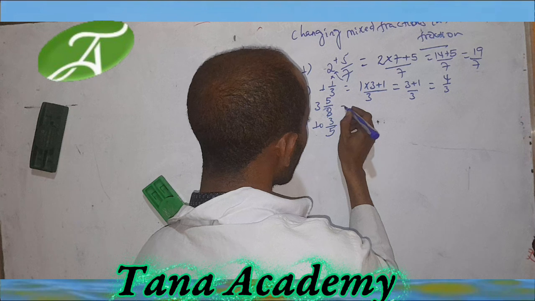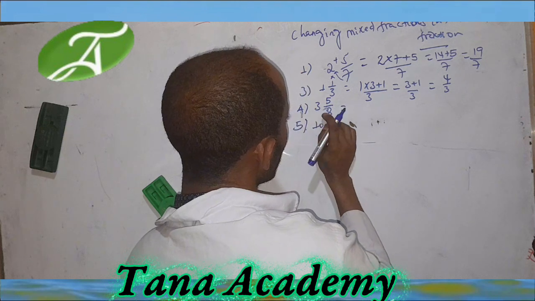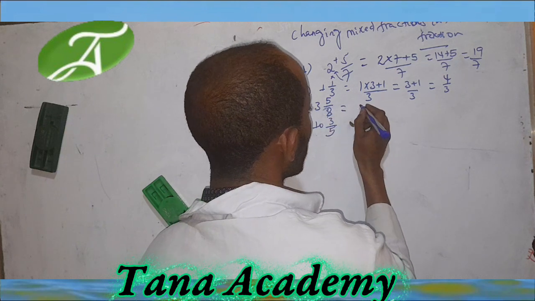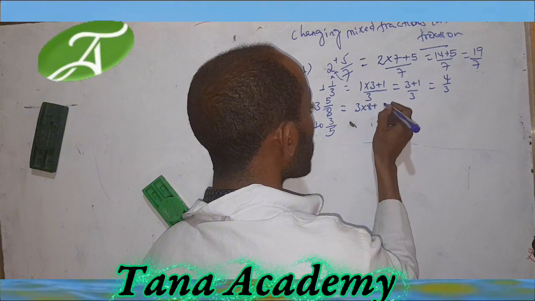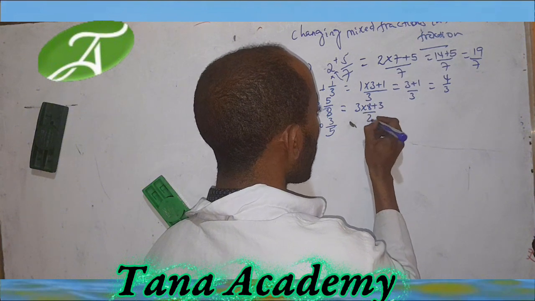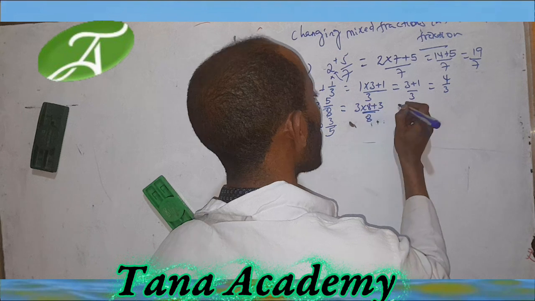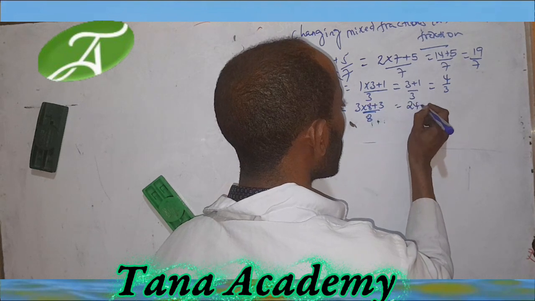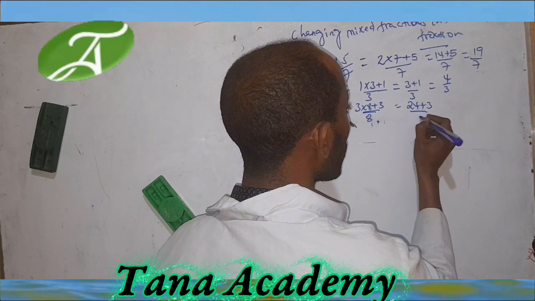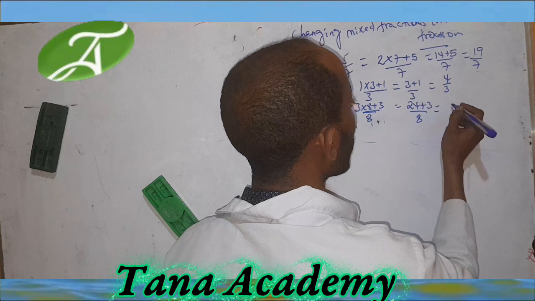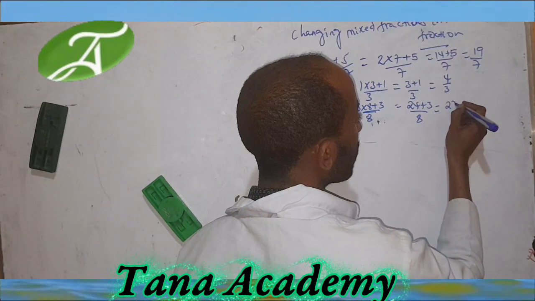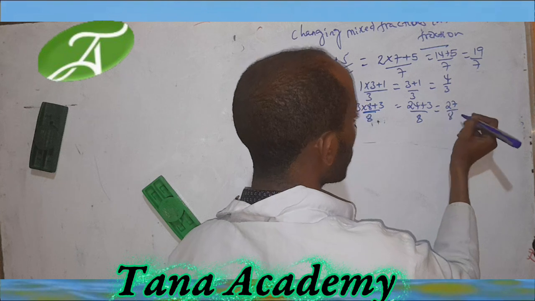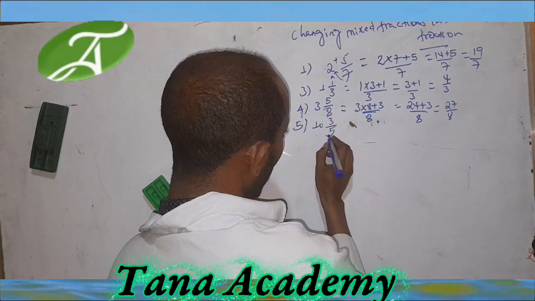Again, 3 and 3/8 means 3 times 8 plus 3 over 8. 3 times 8 becomes 24, plus 3 over 8. This means 24 plus 3 becomes 27 over 8.